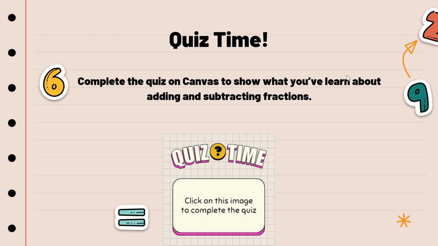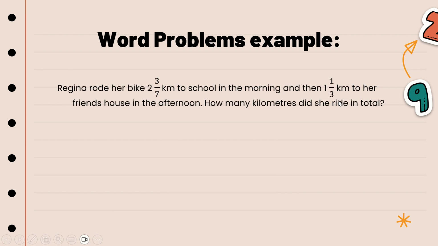Alright, once you've completed that second quiz, we only have one more thing left to do, and that is to solve some word problems. So here's an example that I'll do for you. It says Regina rode her bike 2 3/7 kilometers to school in the morning and then 1 1/3 kilometers to her friend's house in the afternoon. How many kilometers did she ride in total?